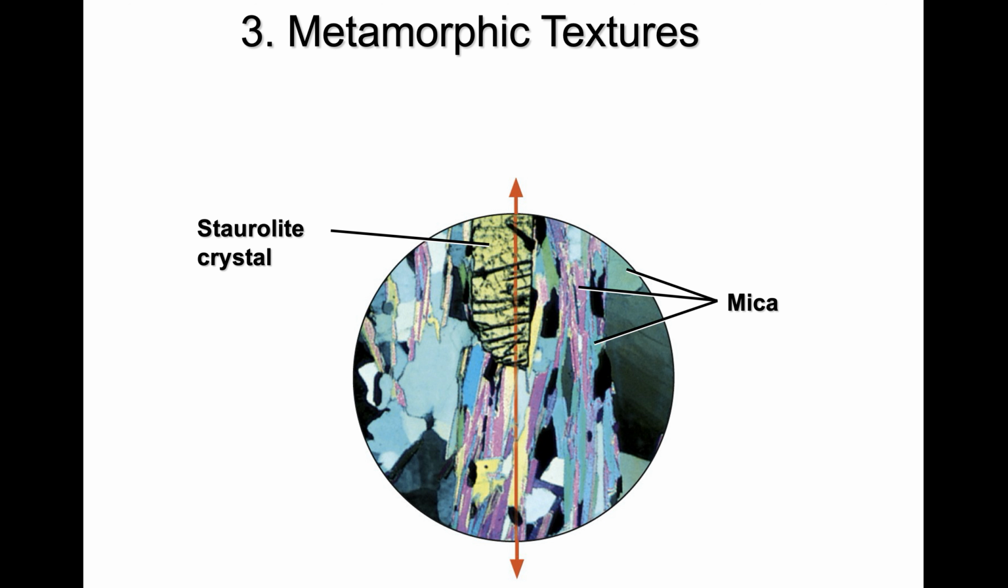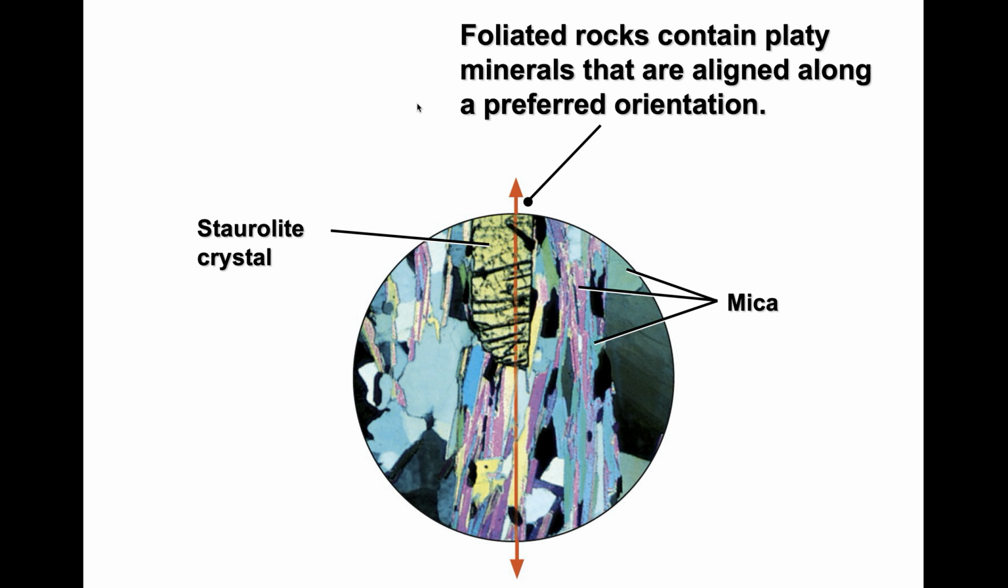So here we have now the same picture again from the investigated thin section. You can see that the staurolite crystal, which is here in yellow, and the micas are in the foliation. And that we can see because the foliated rocks contain platy minerals that are aligned along a preferred orientation.